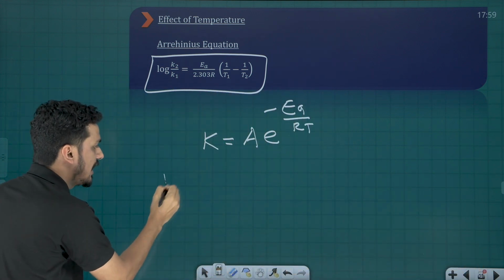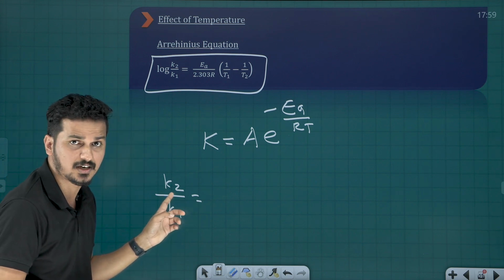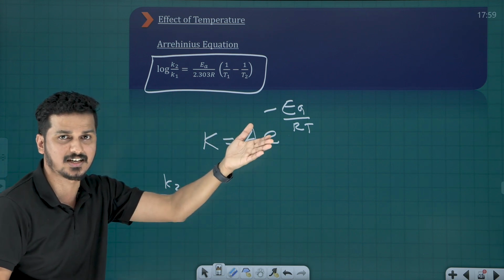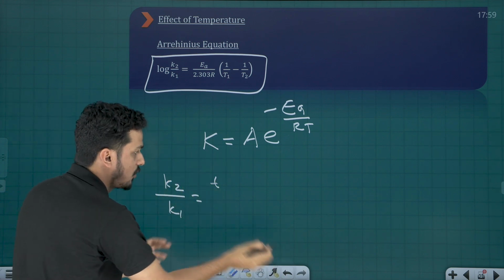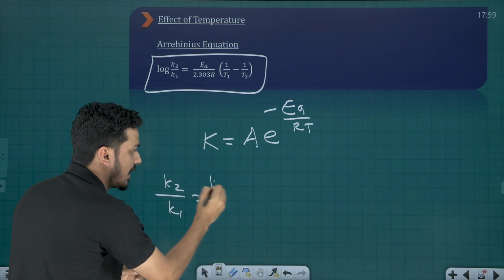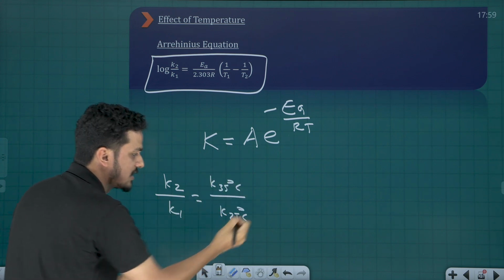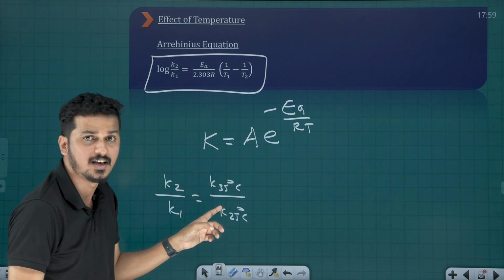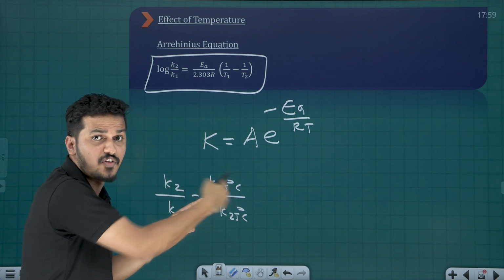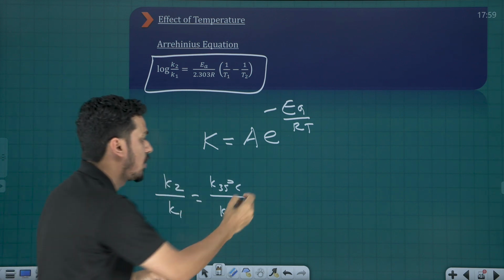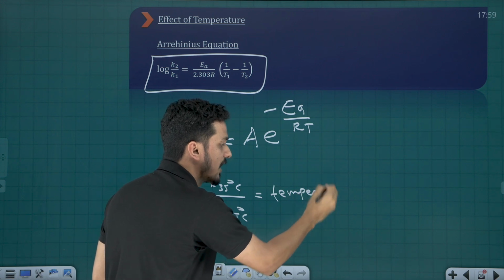And one more thing, this K2 by K1: the rate constant at a temperature 10 degrees Celsius higher than the other one. That means, if you are calculating the rate constant at a temperature of 35 degrees Celsius, and the other one at 25 degrees Celsius, you are taking the ratio of rate constants that differ by 10 degrees Celsius. That is what is called the temperature coefficient.